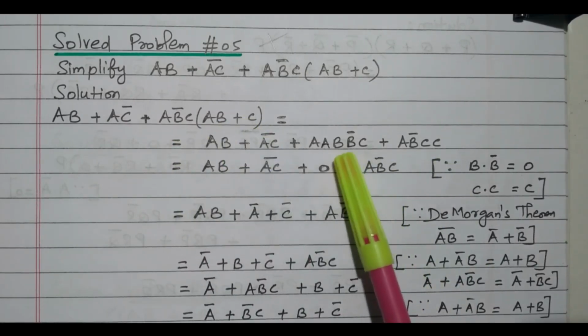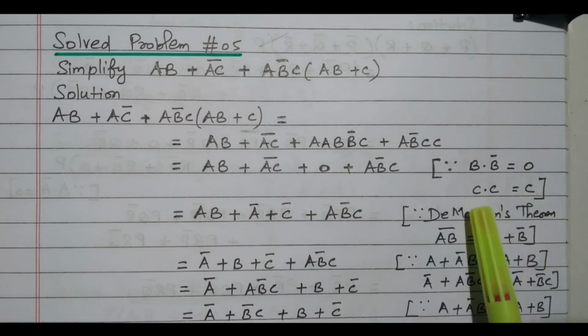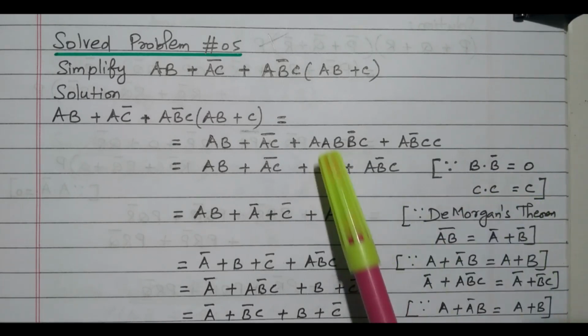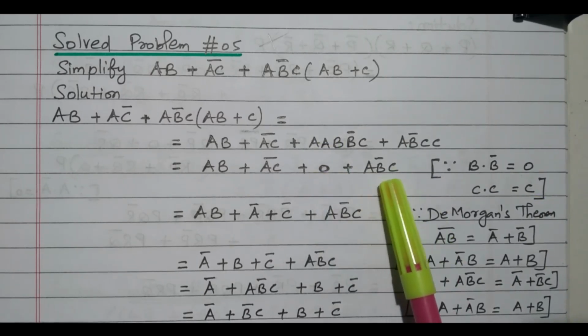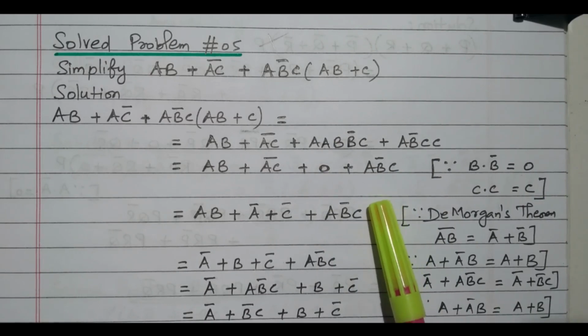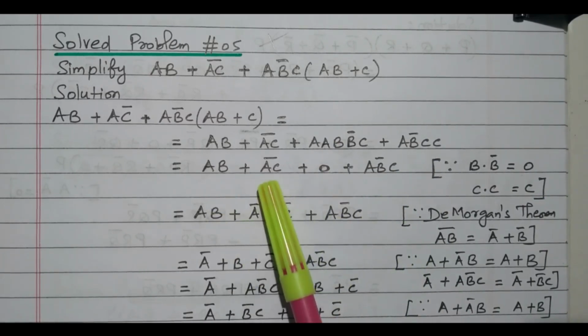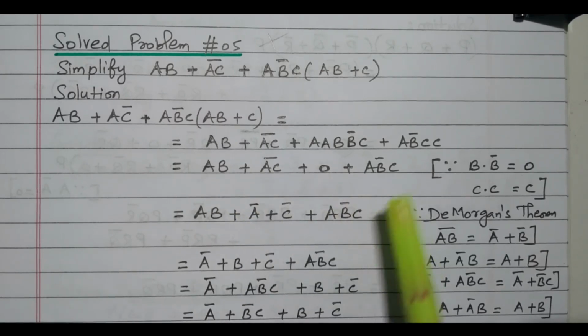So, B into B bar is 0. We know that B into B bar is 0. Similarly, C into C is C. Any term multiplied with the same term, we will get the same term only. So, this term becomes 0. This term becomes A, B bar, C. Right. Now, we have the AB plus AC bar plus AB bar C, right?